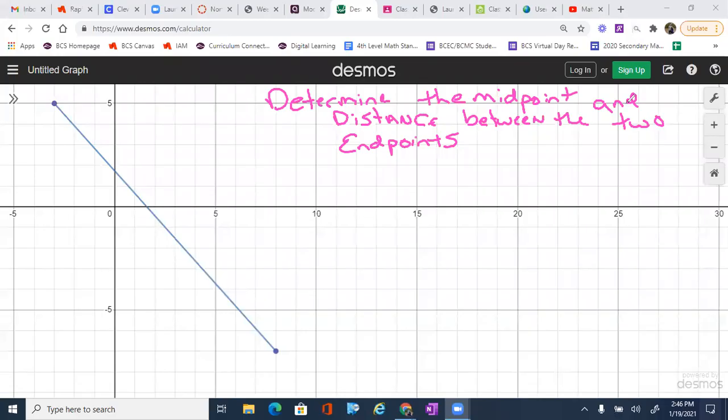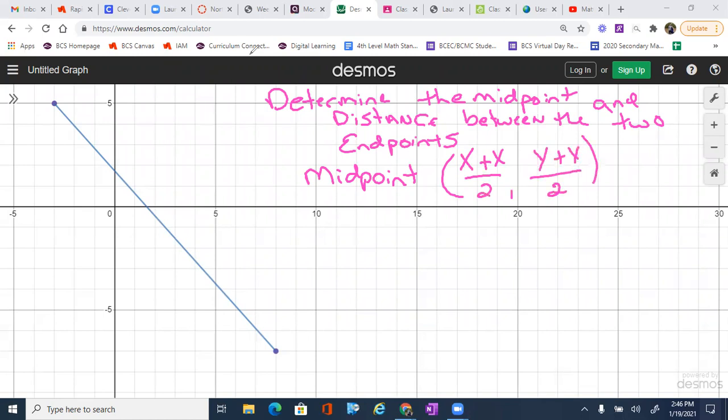All right, guys, let's go ahead and find the midpoint and distance between the two endpoints of this segment. The first thing we are going to do is write down how we find the midpoint. If you remember back to Math 2, the midpoint is simply you take the x's, add them together, divide by 2, and you take the y's, add them together and divide by 2.